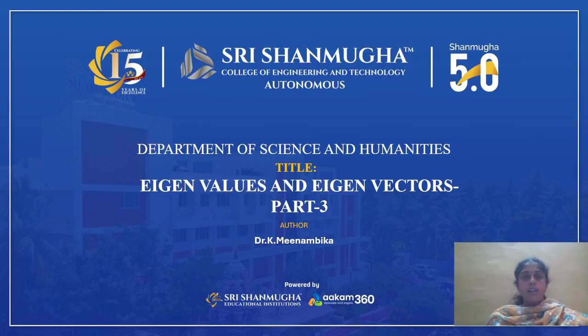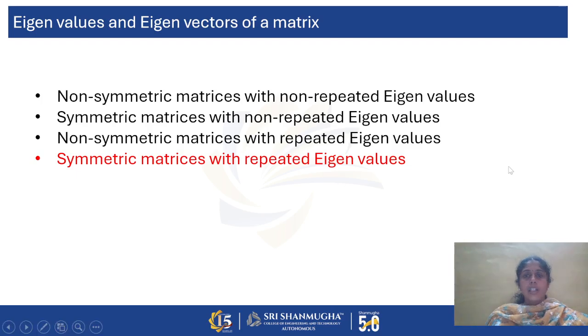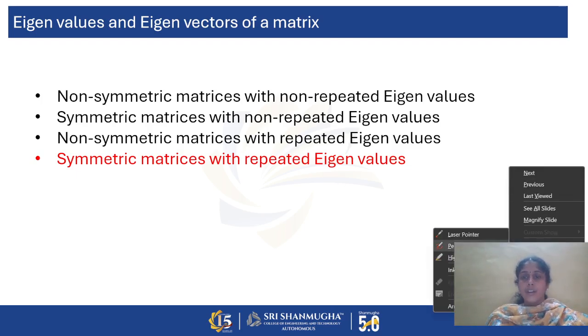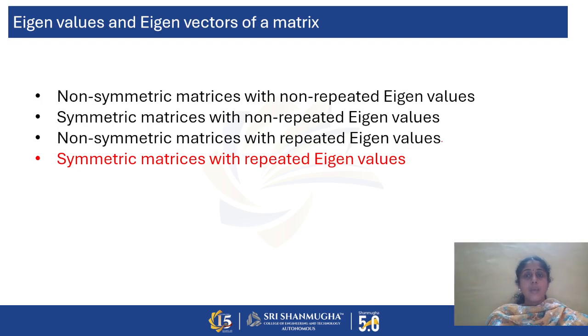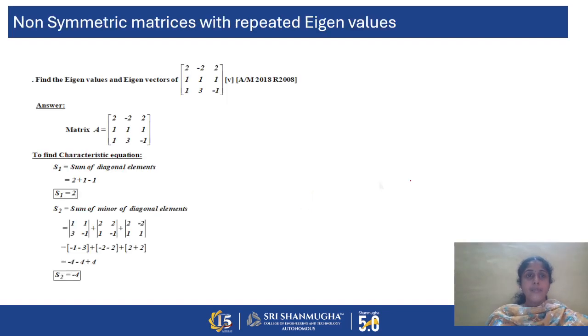Hi everyone. In today's session, we will see eigenvalues and eigenvectors of the third category of problems. So the third category is non-symmetric matrices with repeated eigenvalues. So the matrix will be non-symmetric, but the eigenvalues will be repeated. This is the third category of problem.